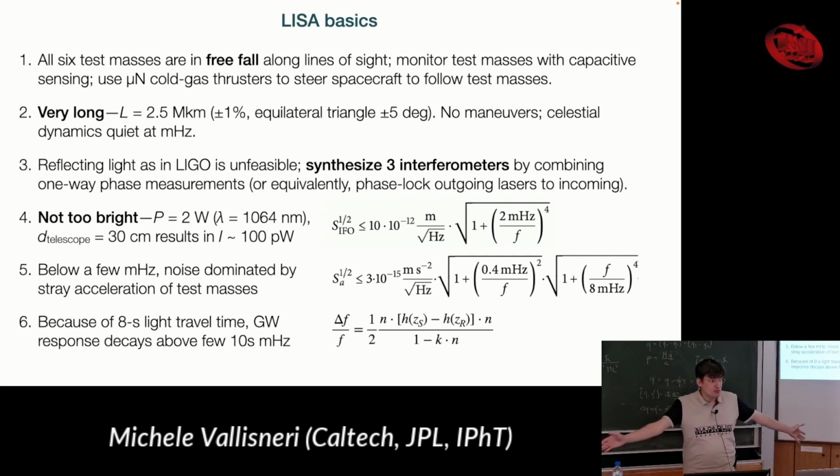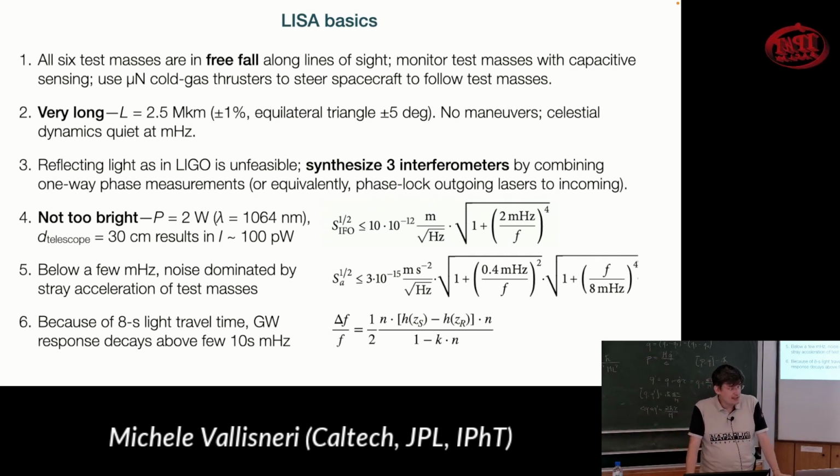You want to make the arm as long as possible. The current LISA plan is for 2.5 million kilometers. You never do maneuvers, and that means that the celestial dynamics is going to be quiet. However, at 2.5 million kilometers, you have a laser, you point it at the other spacecraft. If you can find it. In fact, it's a complicated process even to acquire the signal from the distant spacecraft. It's very far, a small dot out there. You only get something like 100 picowatts through your telescope, which is 30 centimeters.